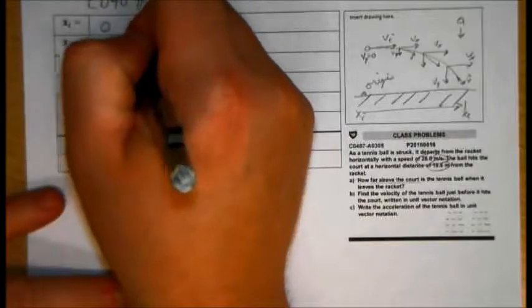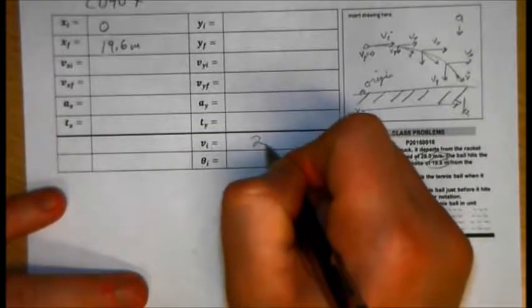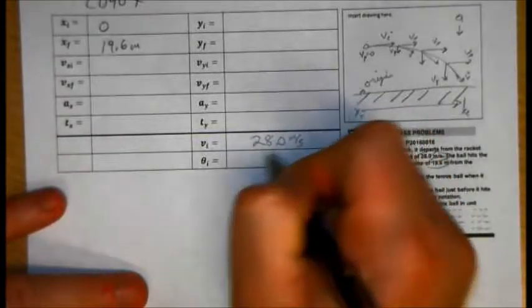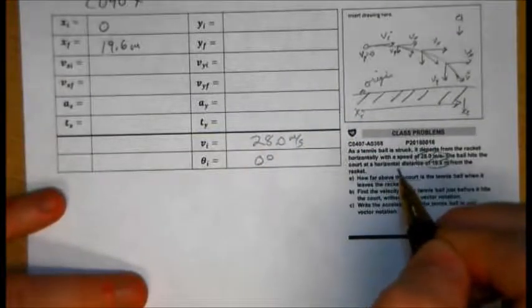We do know the final position. It's 19.6 meters. The initial velocity, I should probably put that in here first, is 28.0 meters per second, and the launch angle is 0 degrees. 0 degrees above the horizontal.